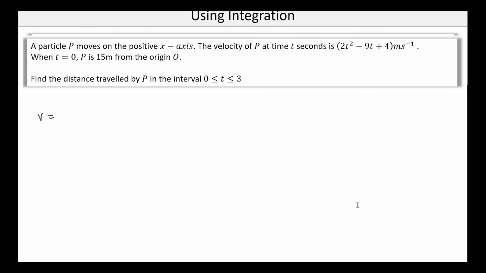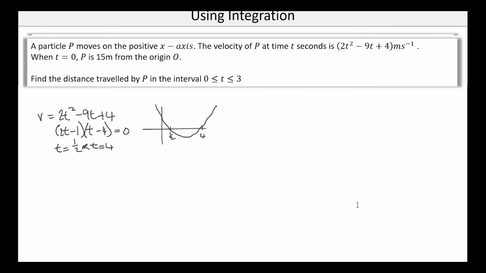So here we have the velocity function. The first thing I'm going to do is to factorize so I can get an idea of what this function looks like in graph form. So factorizing, I get roots t equals a half and t equals 4. So the question asks us to calculate the distance that's traveled in between 0 and 3 seconds.